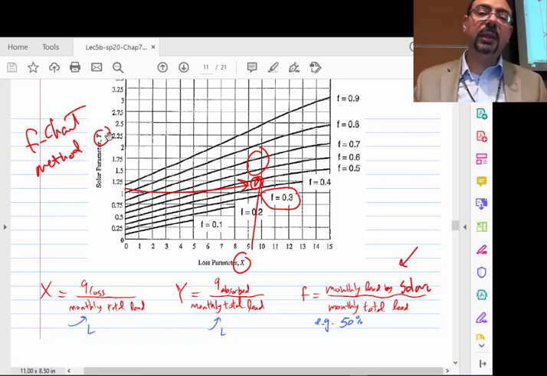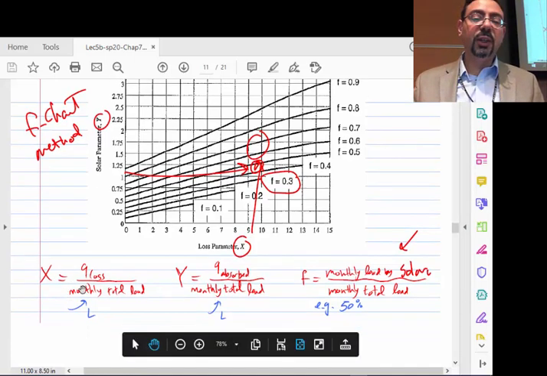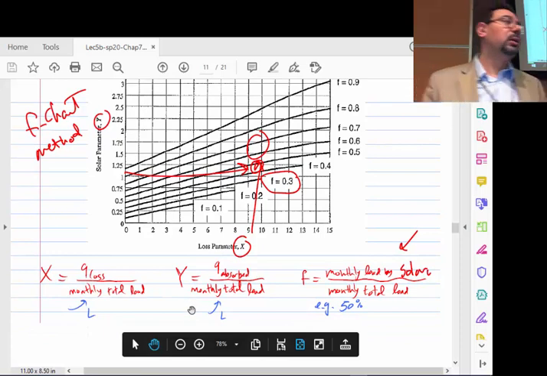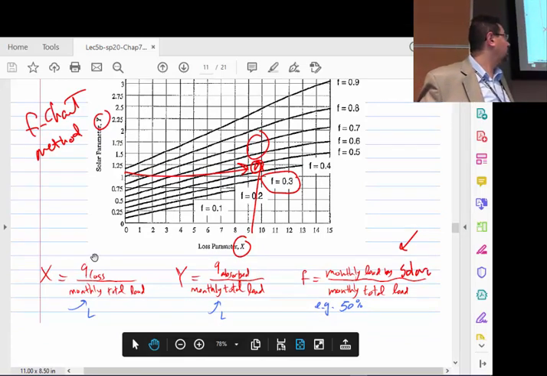So now, how can we get the x value and the y value? How could we tell that x is 9 and y is 1, so that we end up intersecting here and say, you know what, our f is 0.4? The definition of x and y: x is Q loss over the monthly total load, and y is the Q absorbed over the monthly total load.